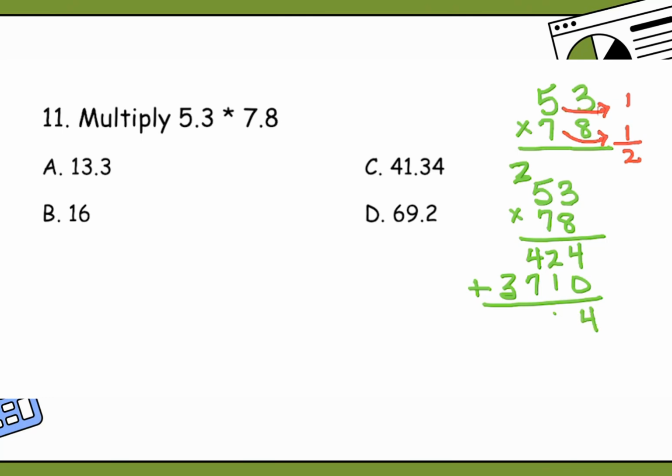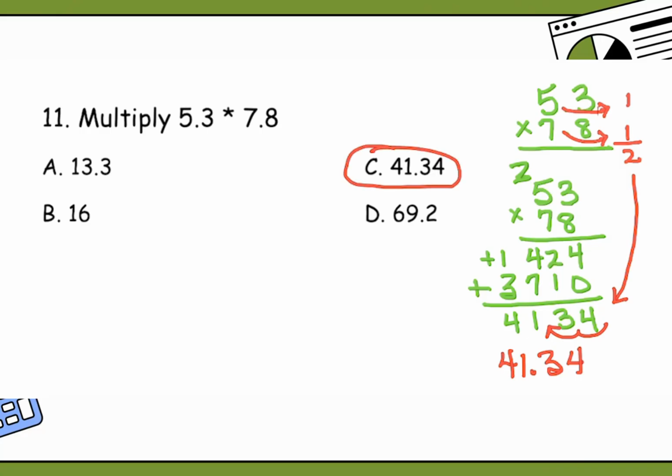4 plus 0 is 4. 2 plus 1 is 3. 4 plus 7 is 11. Carry that 1. 1 plus 3 is 4. So we move that decimal out 2 spaces. Let's remember to move it back in 2 spaces, which gives us a final answer of 41 and 34 hundredths. Letter C is the answer.